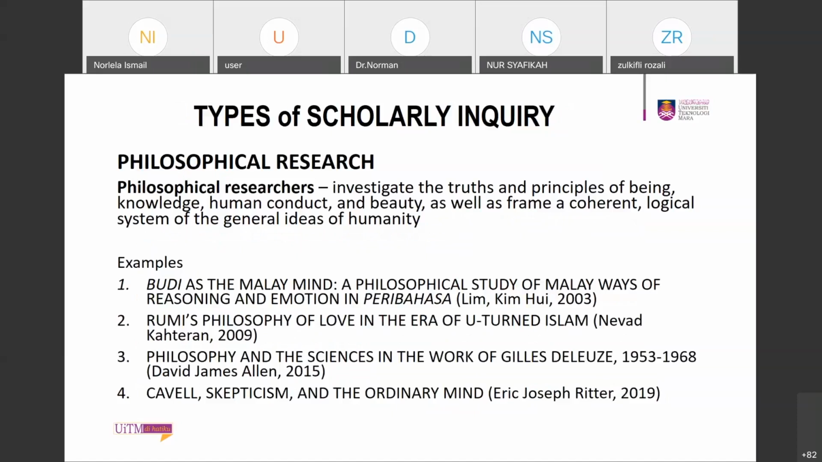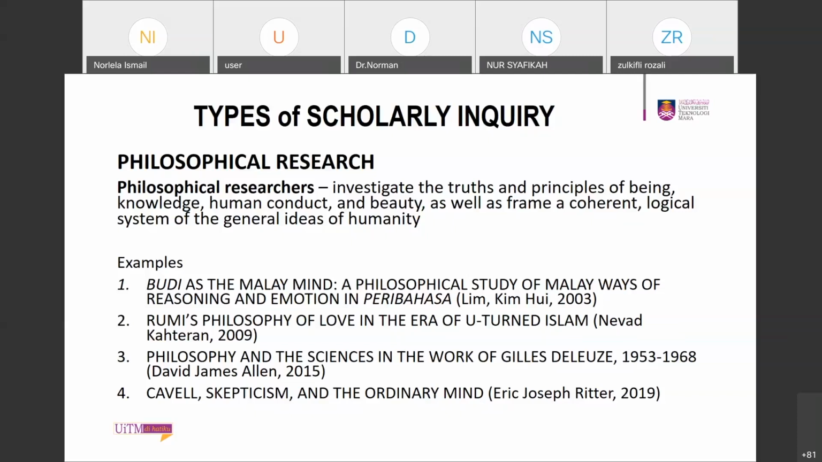And then philosophical research. So normally philosophical researchers investigate the truth and principles of being, ontology, knowledge, epistemology, human conduct, morality, and beauty, or what we call aesthetics, as well as frame a coherent logical system of the general ideas of humanity. So these are some of the theses as well as articles on philosophical research.